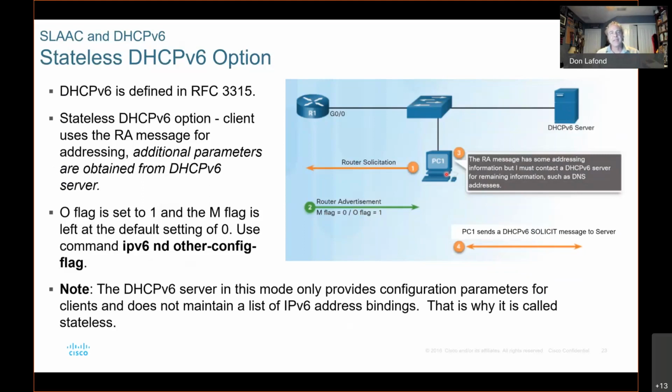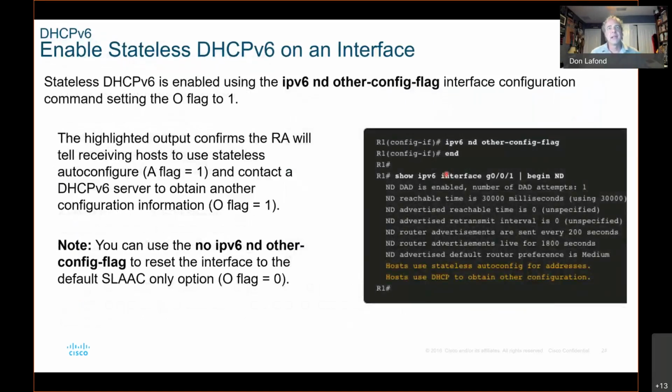Note that the DHCPv6 server in this mode only provides configuration parameters to the clients. It does not maintain a list of the IP address bindings. That is why it is called stateless. Now, this is how you enable the O flag, because remember the A flag is the default, right? Automatic is the default. SLAAC is the default, right? So you don't need to configure SLAAC on the device. You just have to give it an IP address and bring it up.